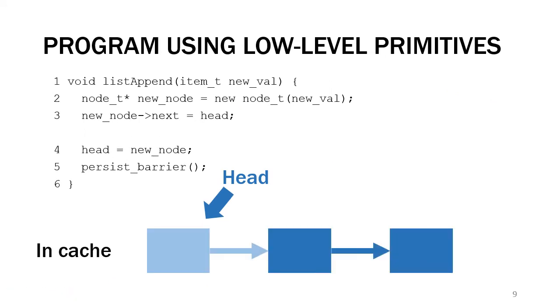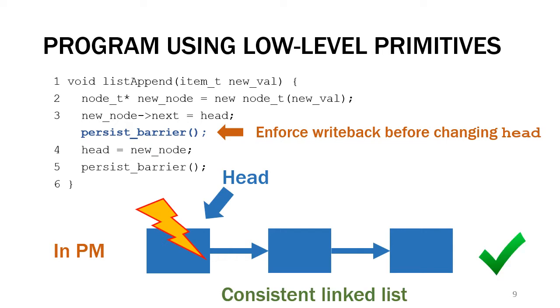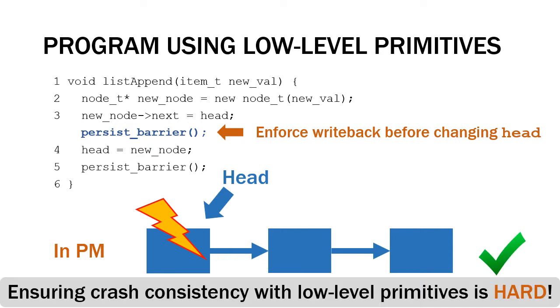To fix this, we need to insert a persist barrier between the 2 lines, and this way, the new node is guaranteed to be persisted in memory before the update of the head. Even if there's a failure, the linked list is still consistent. We conclude that it is hard to guarantee crash consistency with low-level primitives.